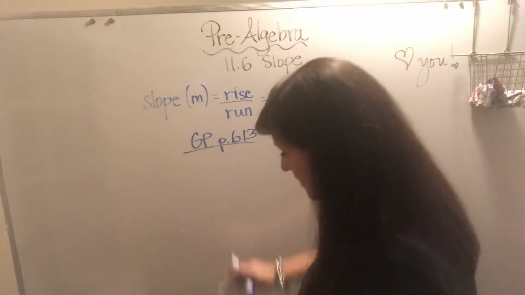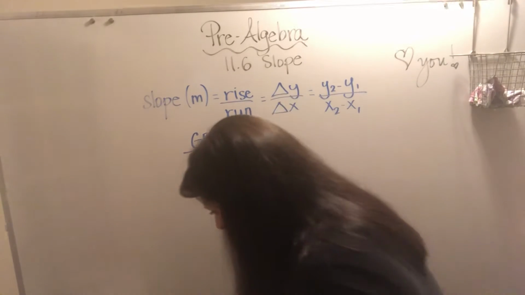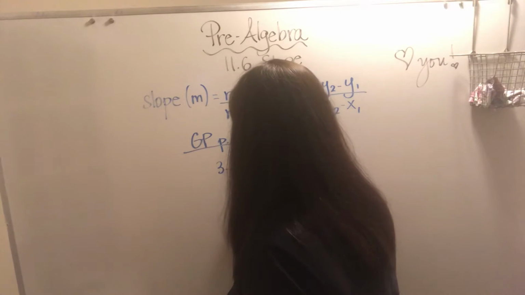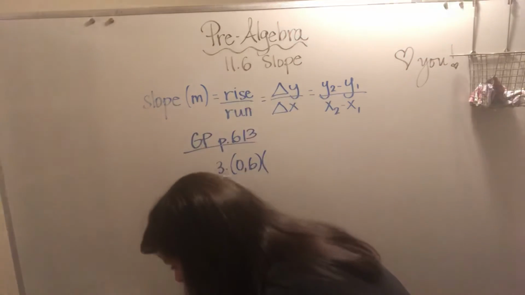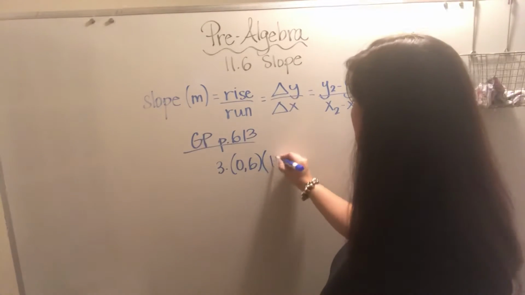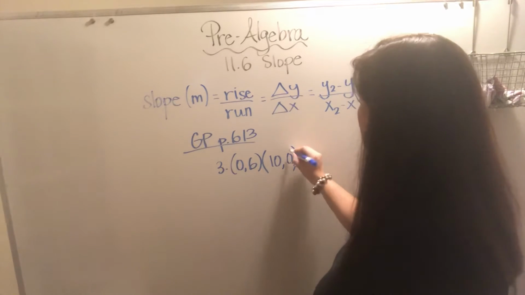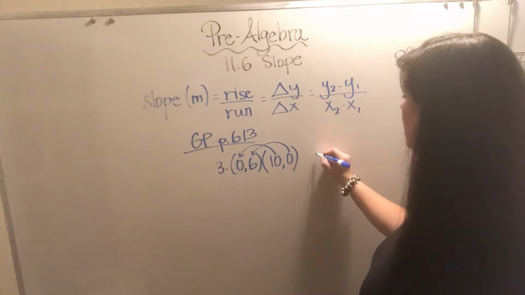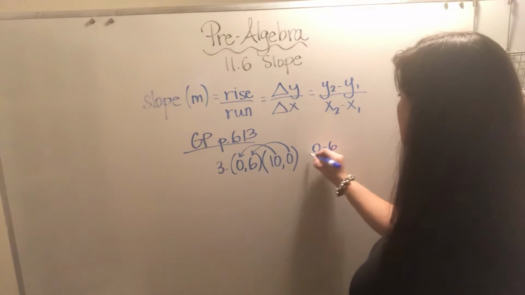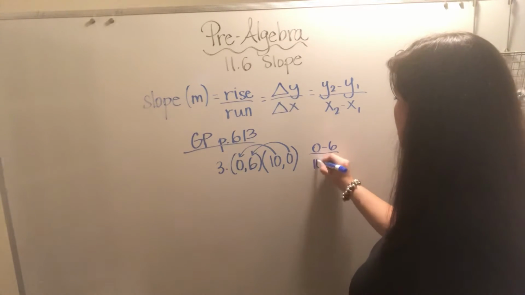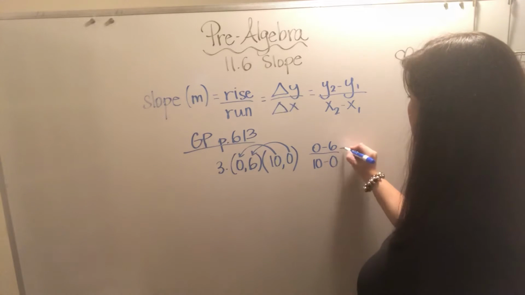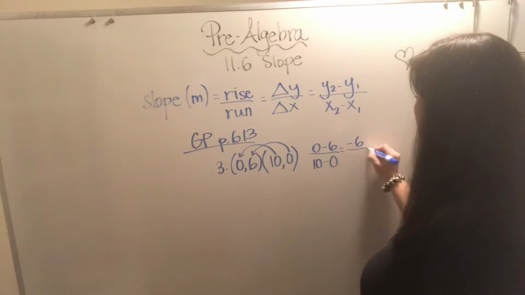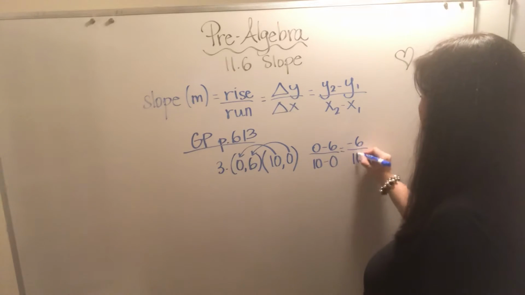Let's look at another one. We're going to go to number 3, 0, 6, and 10, 0. Again, y2 minus y1, x2 minus x1. So 0 minus 6 over 10 minus 0. 0 minus 6 is negative 6. 10 minus 0 is 10.